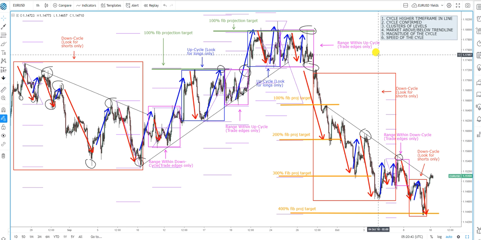Second of all, is the cycle being confirmed or not? The third is, are we facing clusters of levels nearby that may disturb the current cycle at play? Now the fourth is looking into the trend lines.